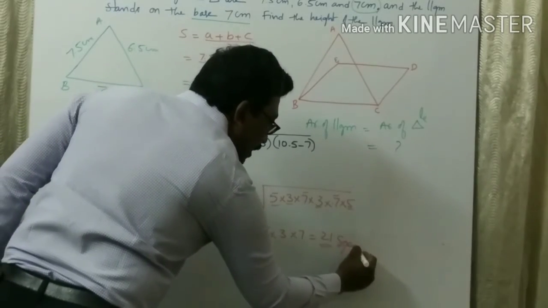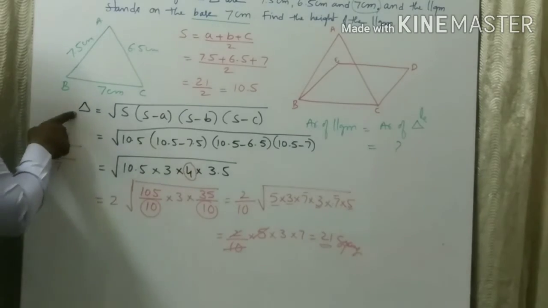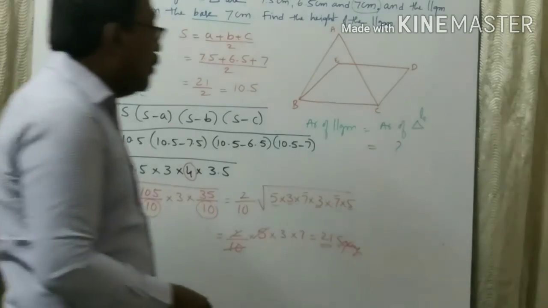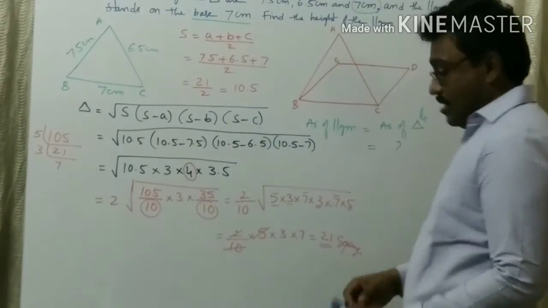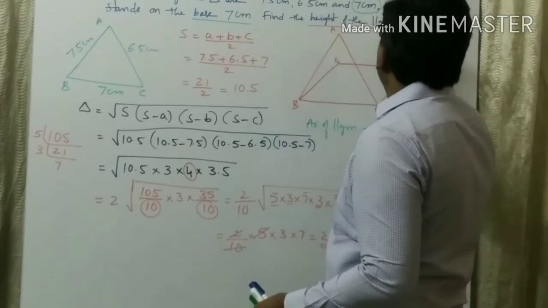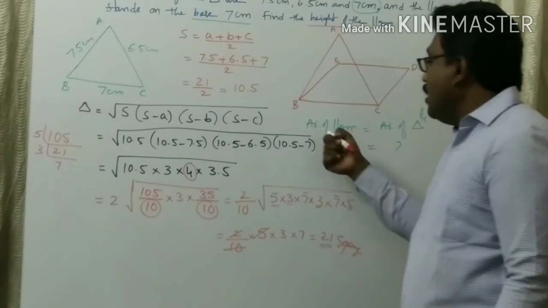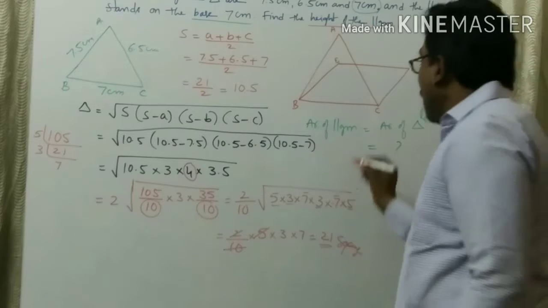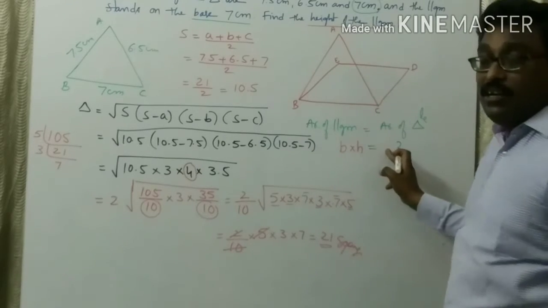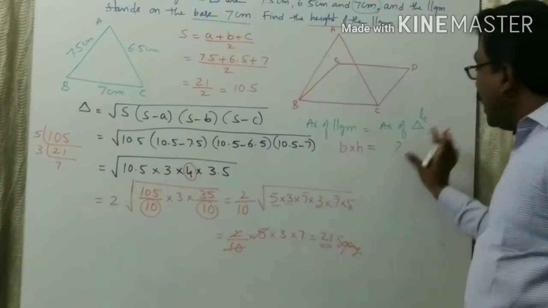21 square centimeters. So what is the area of triangle you got? 21 square centimeters. He did not ask you what is the area of triangle. What he asked? Find the height of the parallelogram. Now, area of parallelogram formula, base into height.